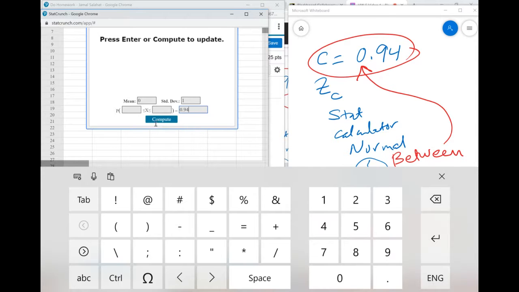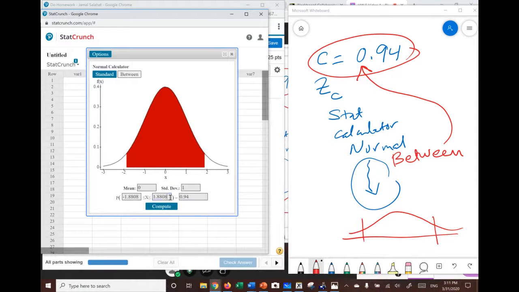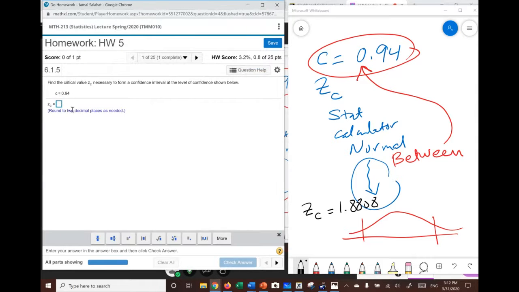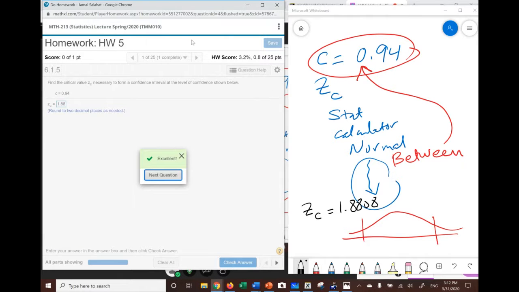When I put in 0.94 and hit Compute, that gives me this value here that I highlighted. That is the Z critical. So the Z critical in this case is equal to 1.8808. Notice that I don't need all of that. Let me go back to my problem. The Z critical is needed to 2 decimal places, so just type in 1.88. We put 1.88 in that location, hit enter, and it tells us the correct answer.